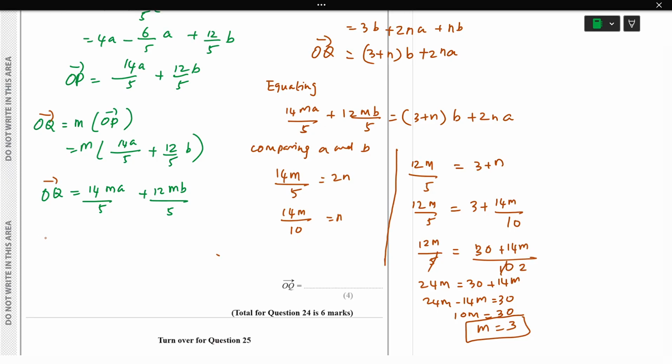So we need to find OQ. OQ equals, I'll put in the M value, 14 times 3 over 5 A plus 12 times 3 over 5 B, which gives 42A over 5 plus 36B by 5. That's the final answer: 42A over 5 plus 36B over 5.